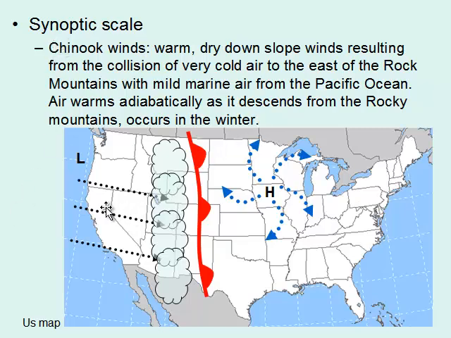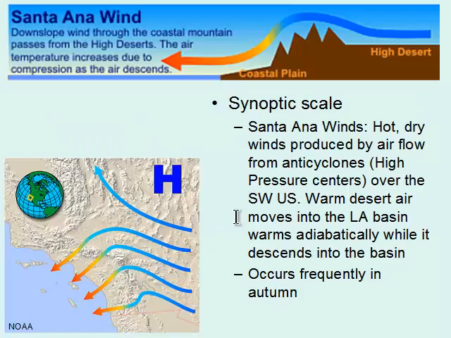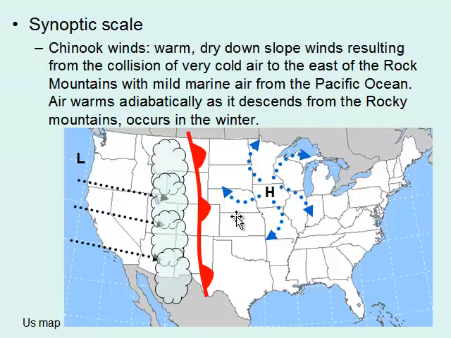So we also see synoptic scale winds, Chinook winds. So these are going to be bringing mild marine air from the Pacific Ocean, and it will descend and dry and warm as it comes over that mountain range. So we end up with warm, moist air being brought across the mountain range, and then as it drops all of its moisture and starts to sink down onto the east side of the Rockies, it's going to be warmer as a result of that adiabatic process.